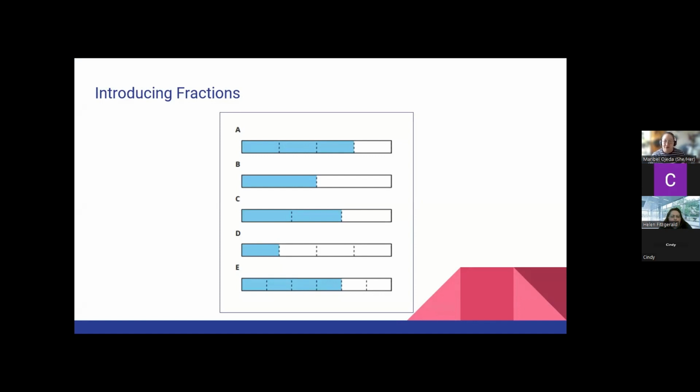So either in the chat or you can take yourself off of microphone, you can turn off your mute. Why would you use this with students? What understandings might they get from this image?